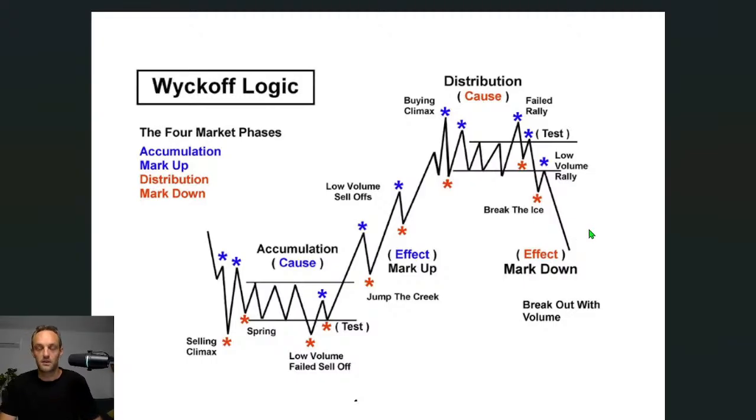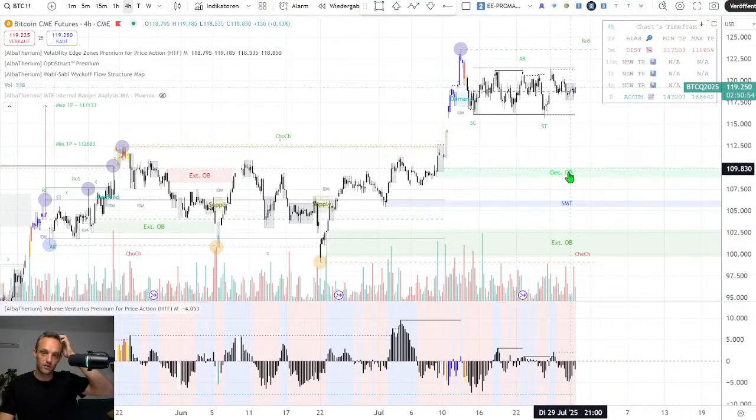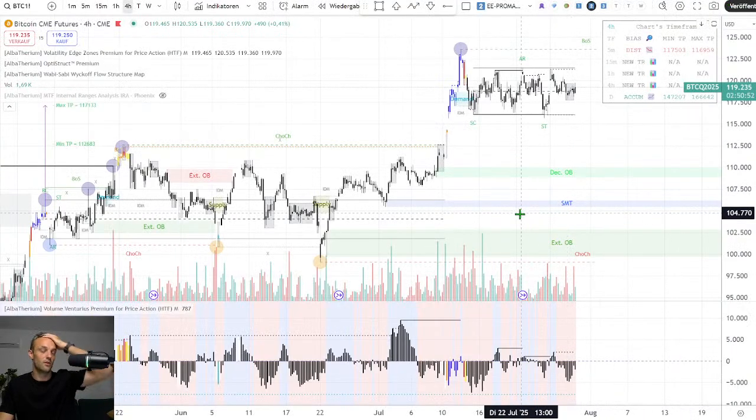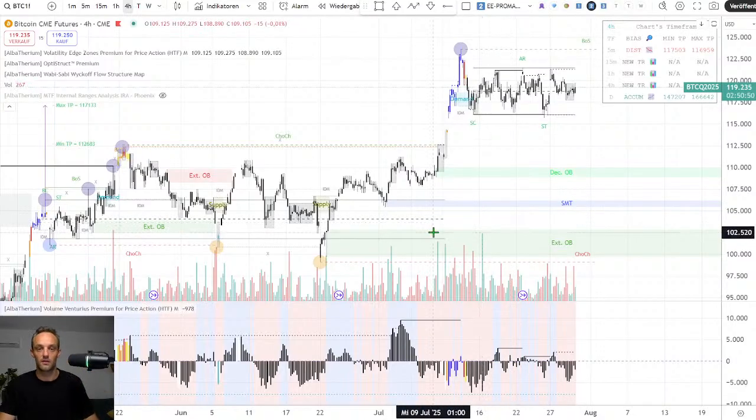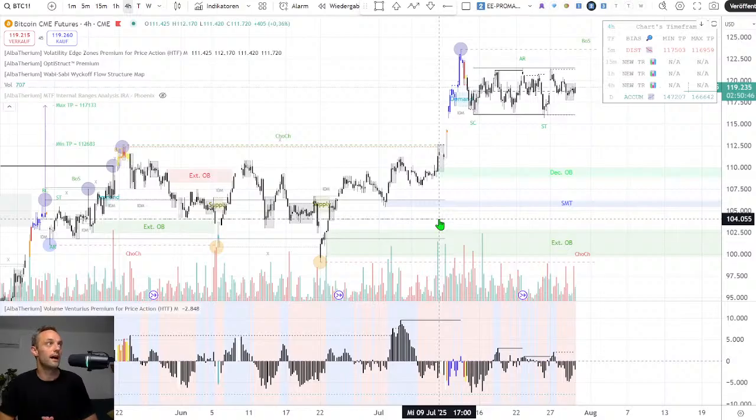Okay, so it's quite complex, these kind of things, but we put all this into our indicators, all this market structure, all these things, and that's how we analyze and look at the markets here at Alberterium.